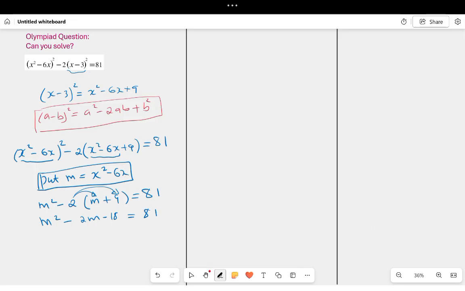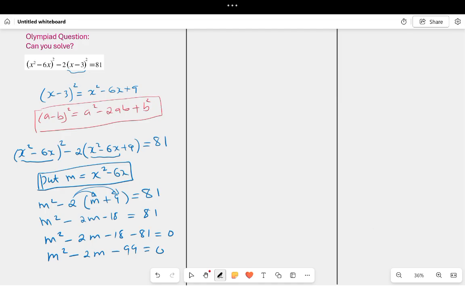Now we are going to reorganize this quadratic equation so that we have 0 at the end of the equation. So we are going to have m squared minus 2m minus 18 minus 81 equals 0. So m squared minus 2m, and minus 18 minus 81 is equal to minus 99, which is equal to 0.